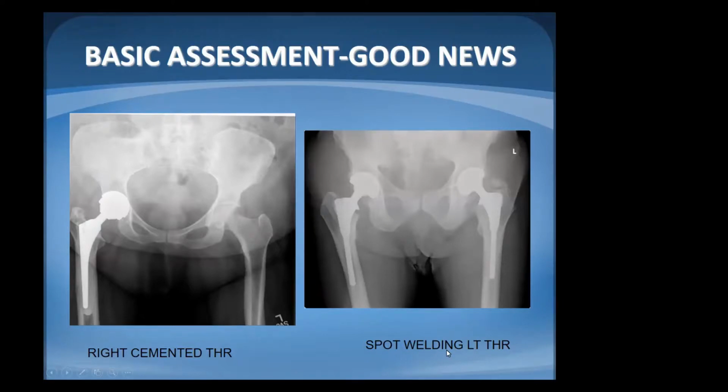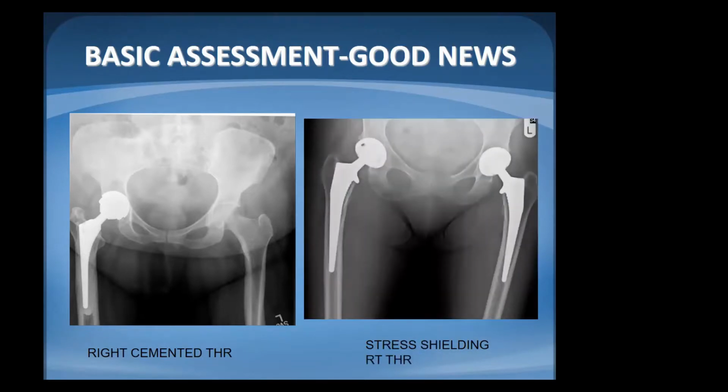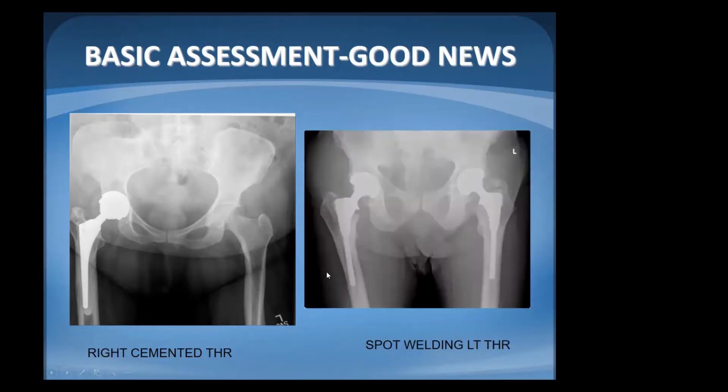This is called spot welding. So this again is good news, means the prosthesis, the femoral stem, is well incorporated and has good stability. So remember the basic two good things: stress shielding, this unilateral increase in the cortical thickness, and spot welding, this bicortical increase in cortical thickness in a straight placement of the prosthesis without varus or valgus. So two good news.